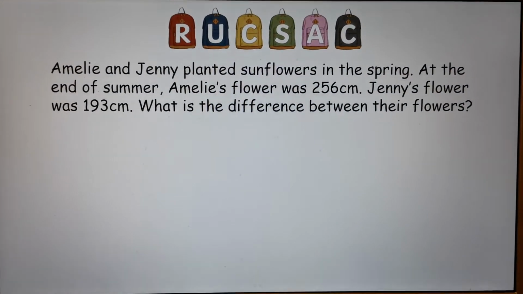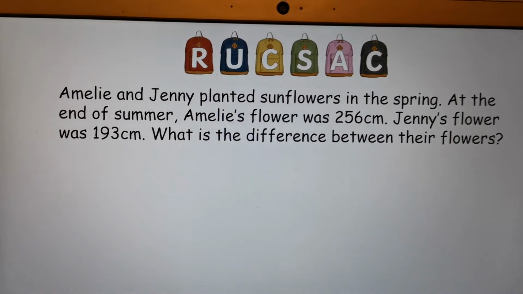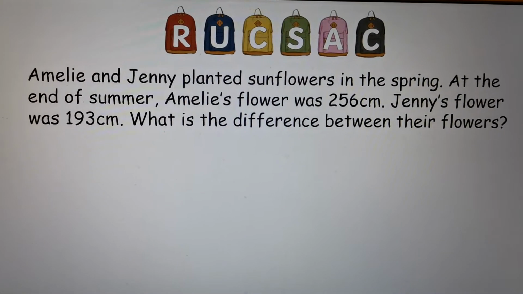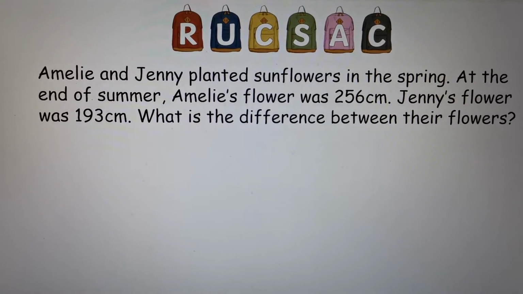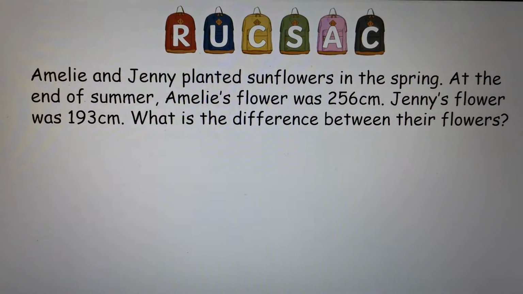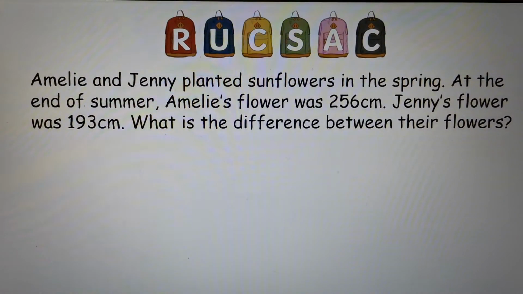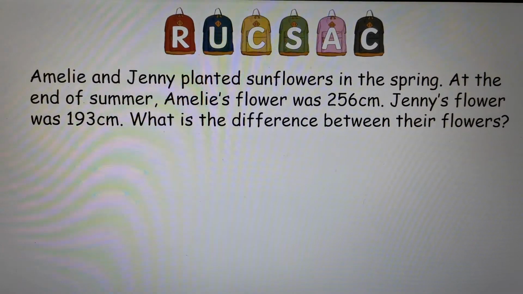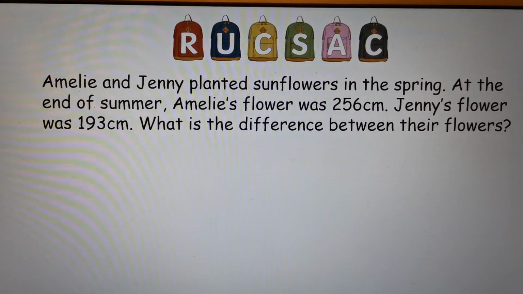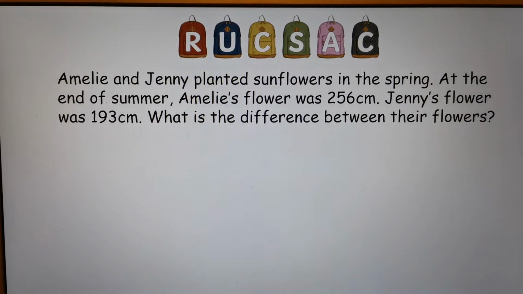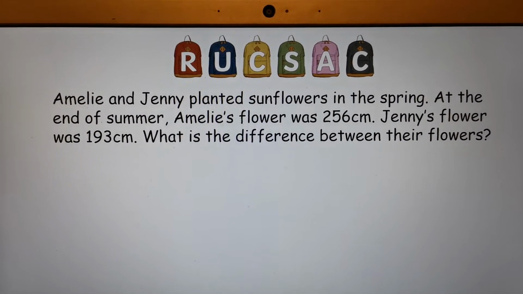Now let's have a go together using RUCSAC. Amelie and Jenny planted sunflowers in the spring. At the end of summer, Amelie's flower was 256 centimeters. Jenny's flower was 193 centimeters. What is the difference between their flowers, or the height of their flowers? Okay, so I'll give you a minute to look at that. Read it again to yourself.